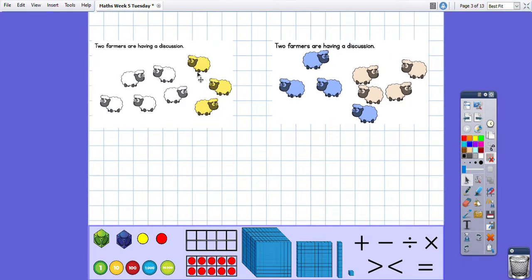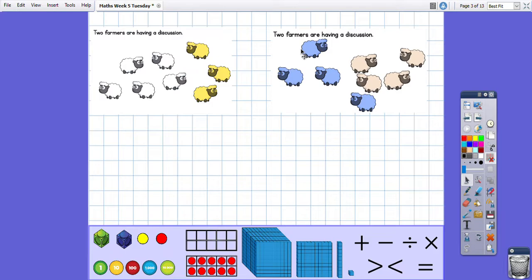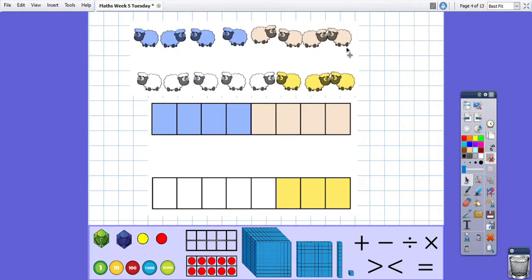2 farmers are having a discussion about their sheep and who has the most sheep. This farmer thinks he's got the most sheep, but this farmer thinks he's got the most sheep. What do you think? Who has the most sheep? To help me, I put them into rows and then created a bar model to show. So here is the bar model for the top farmer and here is the bar model for the bottom farmer. And actually, they have the same amount of sheep, but just different ways of making that number. So they have got equal amount of sheep.